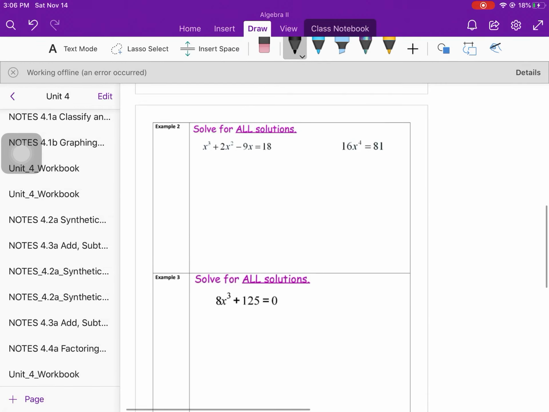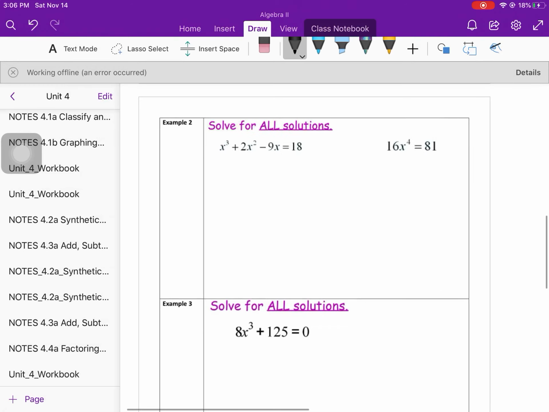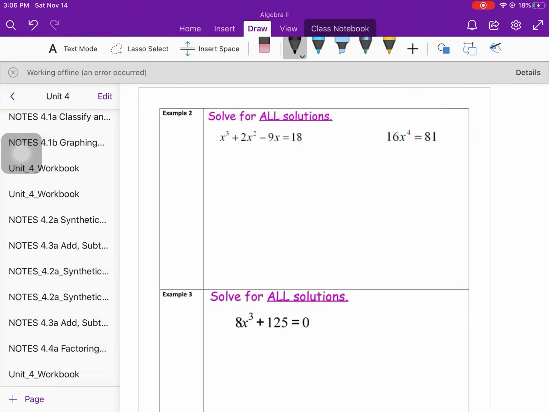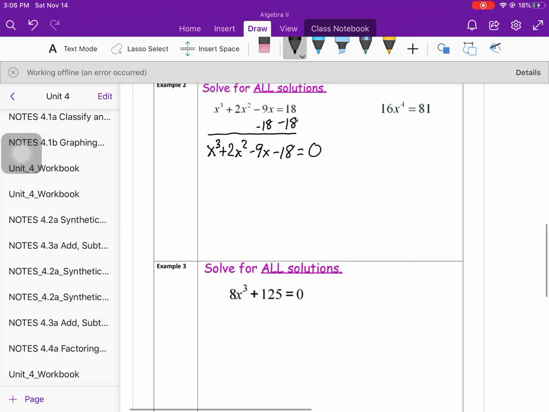Okay, I'm going to do a couple more with you, and then I'm going to have you try example 3 on your own. All right, example 2. X cubed plus 2x squared minus 9x equals 18. Again, we want to get this equal to 0, so let's move 18 to the other side by subtracting. We end up getting x cubed plus 2x squared minus 9x minus 18 equals 0.